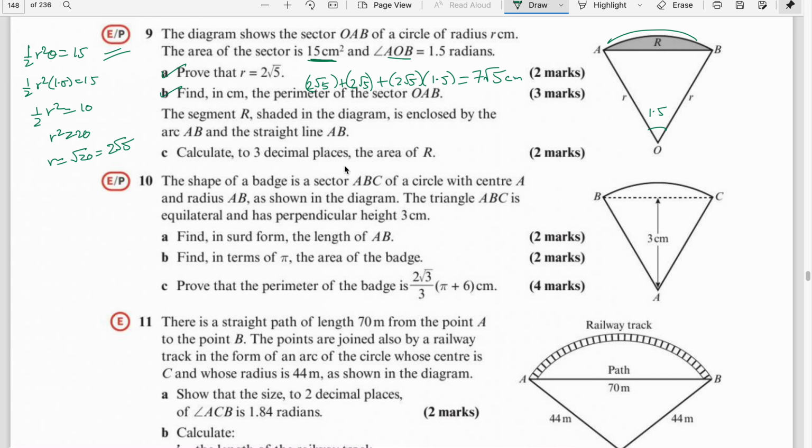The segment R shaded in the diagram is enclosed by arc AB and straight line AB. Calculate to 3 decimal places the area of R. So this is complete area minus area of triangle. Complete area is 1 by 2, which is given 15, which is already given. So that is 15 minus area of triangle, 1 by 2, 2 square root 5 AB sine C and sine of 1.5. At all times make sure calculator is in radians mode.